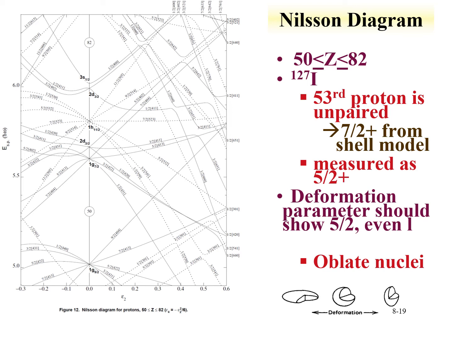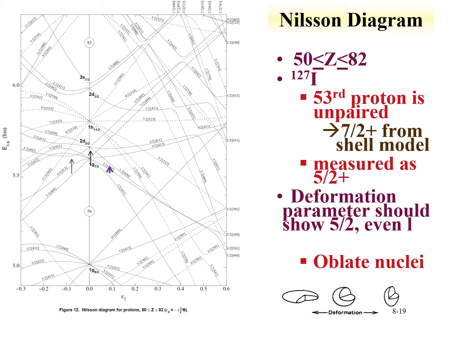protons of Z between 50 and 82. Iodine 127 has 53 protons. That's the unpaired one. From the shell model, we would expect the spin to be 7/2, and the parity to be plus. The measured spin and parity for iodine 127 is 5/2 plus. So the deformation parameter should show 5/2 with an even L value.